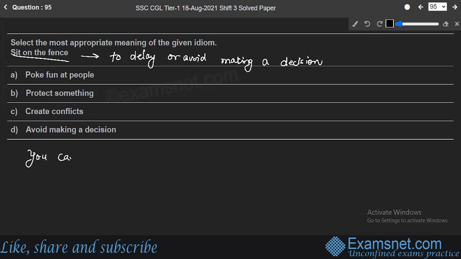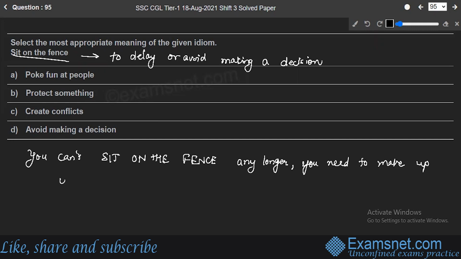You can't sit on the fence any longer. You need to make up your mind. So, option D, avoid making a decision, is the correct answer for sit on the fence. Hope you are clear with this. Let's move to the next question.